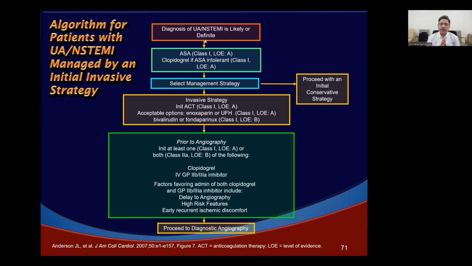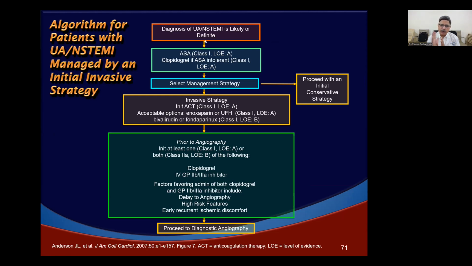angioplasty and angiography. Then I have to give them GP2B3A inhibitors, glycoprotein 2B3A inhibitors. We have 4 drugs there. I'll show you in the next slide. Eptifibatide, tirofiban, and abciximab are there. One of those you have to give.